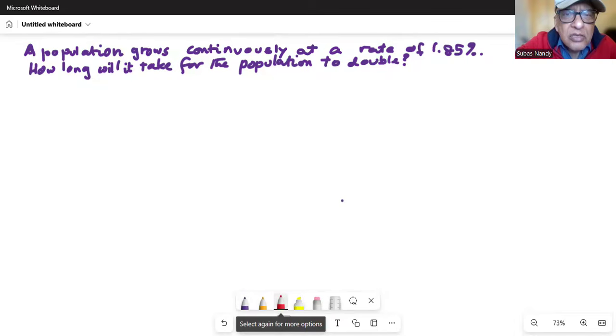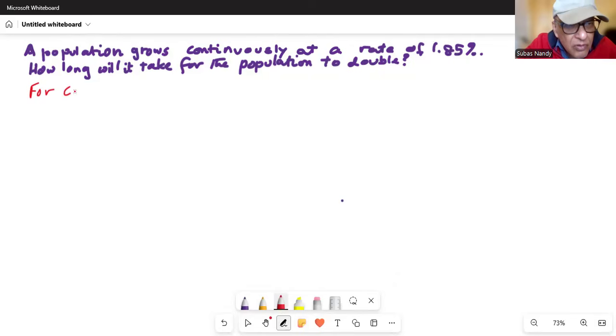The problem says the population grows continuously at a rate of 1.85%. How long will it take for the population to double? So, the first thing you want to solve for is the time, and you know the growth rate, and it's continuously growing. So, we need to know the equation for continuous growth of a population.